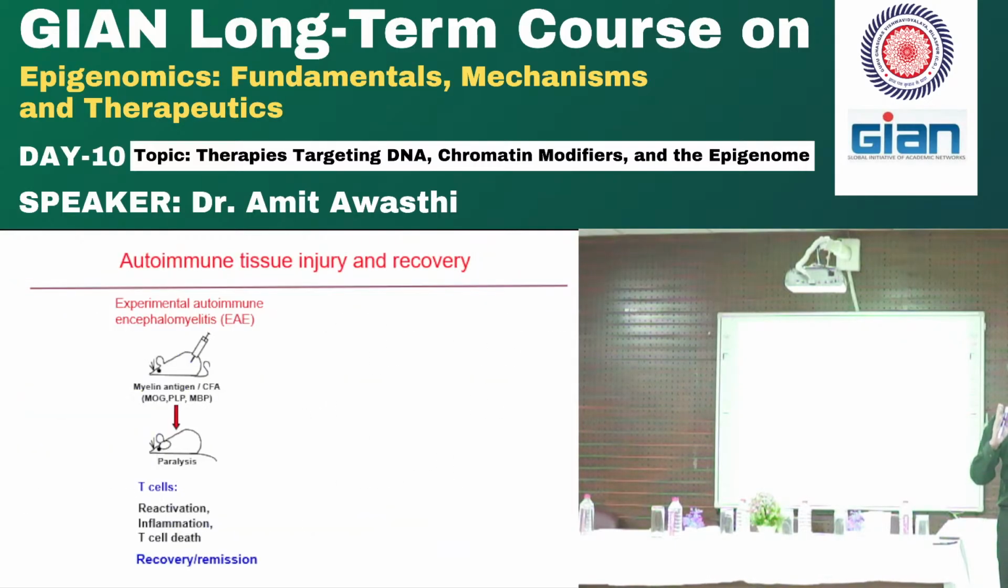TH17 cells using one of the very important models. And this experimental model is called experimental autoimmune encephalomyelitis. It's called EAE, right? So this is a mouse model for the human disease multiple sclerosis.